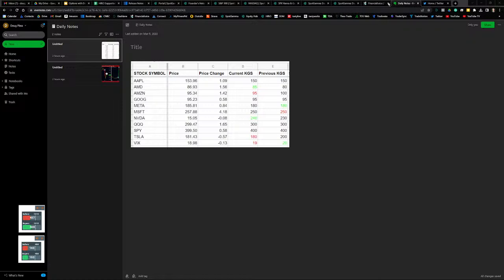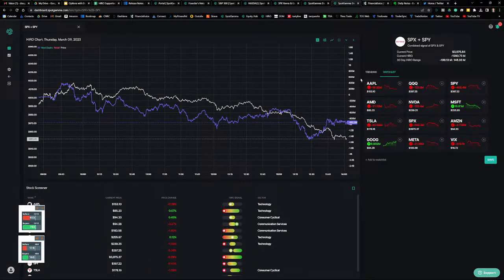So let's first take a look at Hero here. For those who may not be familiar, this is the combined signal for SPX and SPY. This is what you want to look at, or what I look at, whether I'm trading the S&P 500 futures, ES, or SPX options, or SPY shares or options. This is the signal, the combined signal.